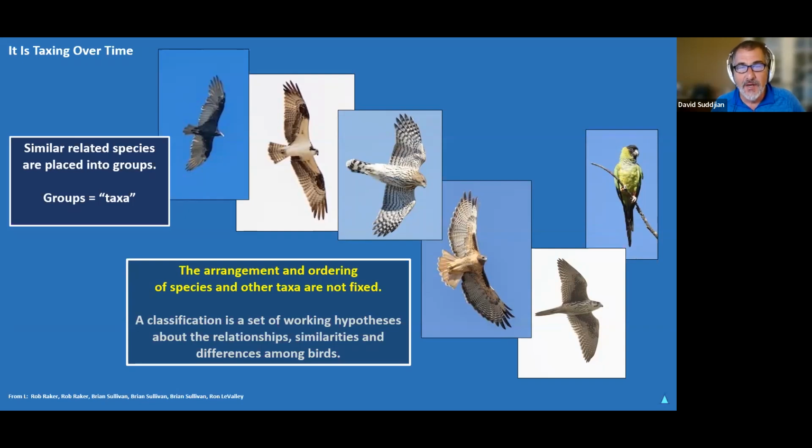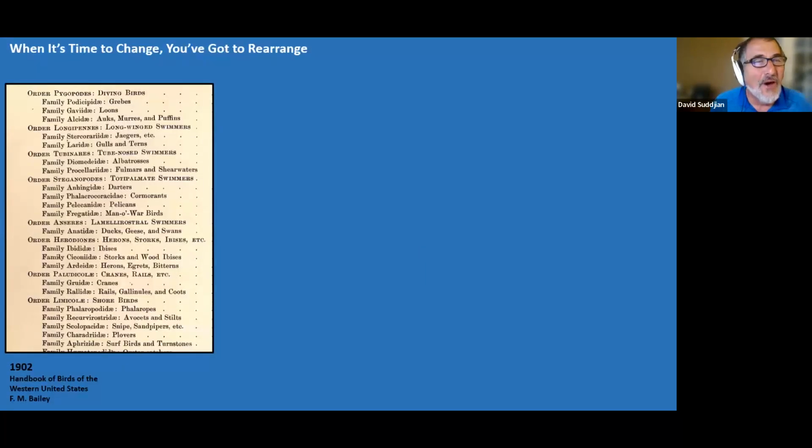Turkey vulture, working to the right, osprey, Cooper's hawk, red-tailed hawk, and prairie falcon. And that is a Nanday parakeet up there on the right. We don't have that one in Colorado. That's the only picture tonight that's not a Colorado bird. So I thought it would be fun to pull some information from some older books that I have and look at just briefly some of these changes that have happened.